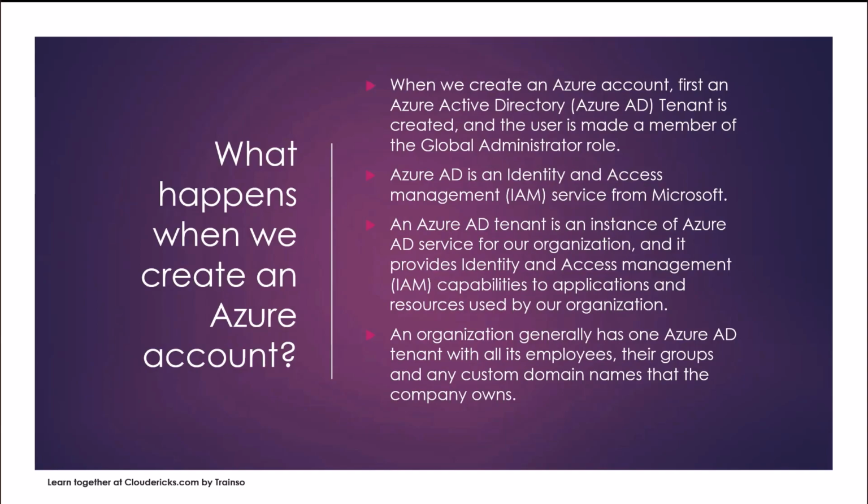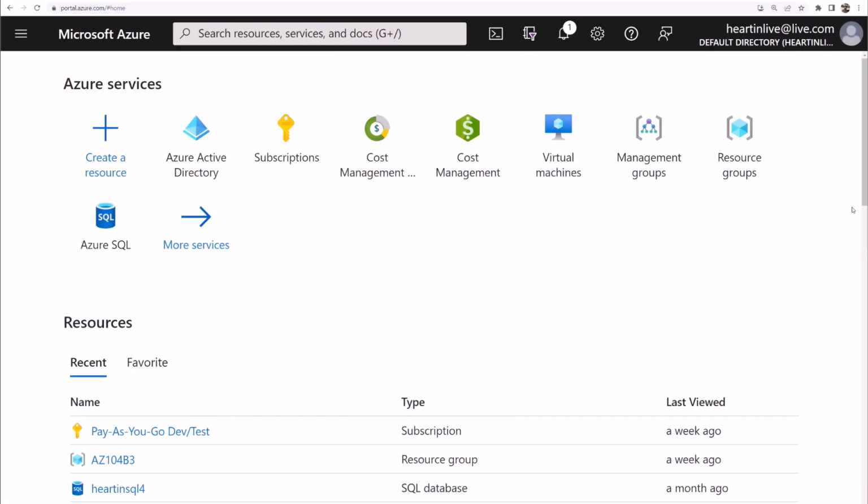For example, if the company domain name is trainso.com, it can create users as hartin@trainso.com, sneha@trainso.com, etc. Let me quickly take you through my personal account to understand tenant and directory better. My account details are shown on the top right corner. Below my email address representing my account, you can see something called as default directory.